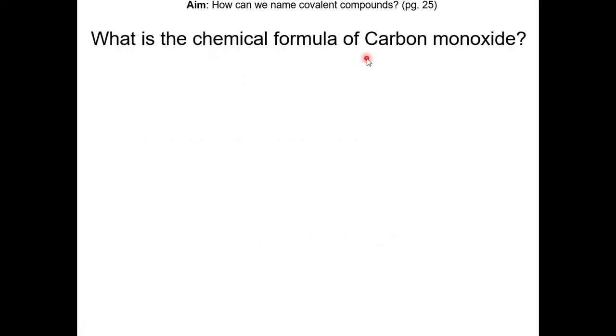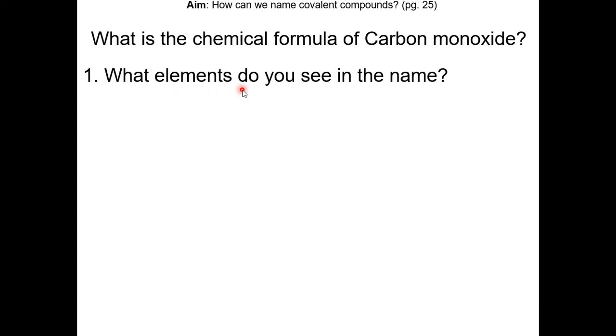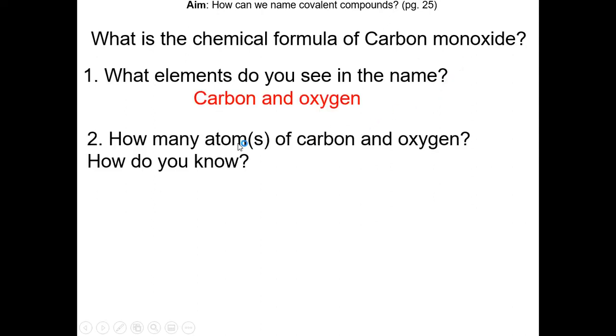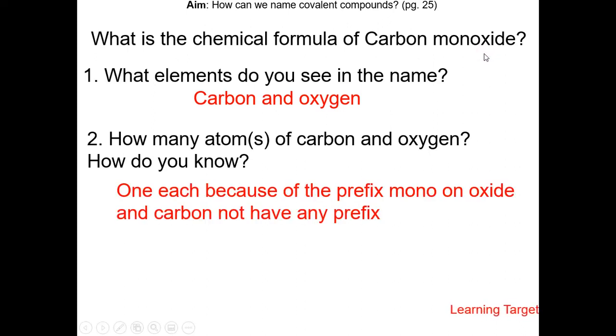What is the chemical formula of carbon monoxide? So this time we're given the name and we have to get the chemical formula. The first step is to see what elements you see in the chemical name. You see carbon and oxygen. Your next step is to figure out how many atoms of carbon and oxygen. Since carbon does not have a prefix, we have 1 carbon, because it's the first element. For the second element, which is oxygen, mono means 1. So there's only 1 oxygen as well. Next, we write the chemical formula. That would be CO. Subscript 1 is invisible.